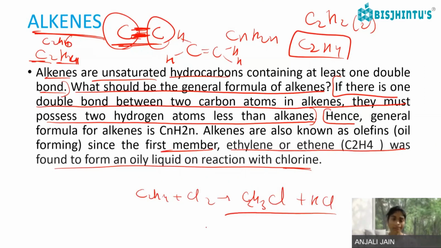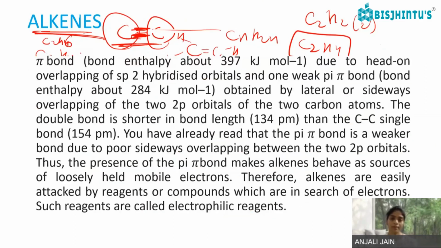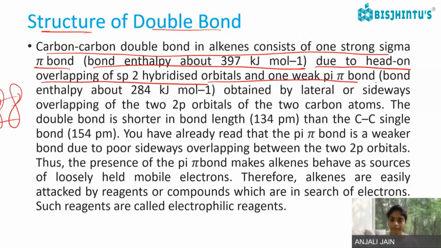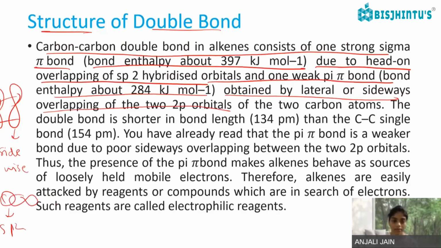So, the structure of the double bond. The carbon-carbon double bond of an alkene consists of one strong sigma bond and one pi bond. The sigma bond, with a bond enthalpy of about 397 kilojoule per mole, is due to the head-on overlapping of sp2 hybridized orbitals. And one weak pi bond, with an enthalpy of 284 kilojoule per mole, is obtained by the lateral or sidewise overlapping of two p orbitals.